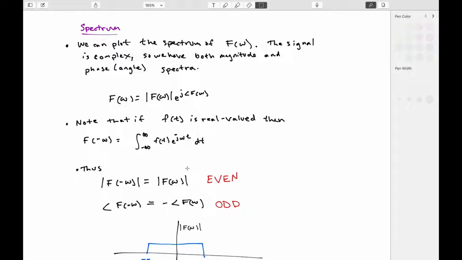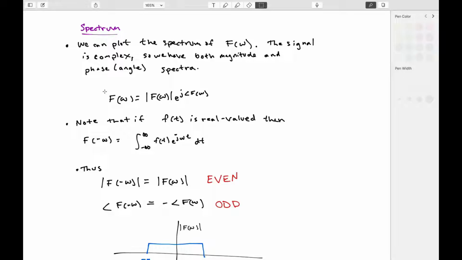Now we can plot the spectrum of F of omega. In general, the signal F of omega is complex, so we have both a magnitude and a phase, or angle, spectrum. We can break F of omega up into a magnitude and phase component. So it would be the magnitude of F of omega multiplied by e to the j angle of F of omega. So that has a magnitude and a phase angle.